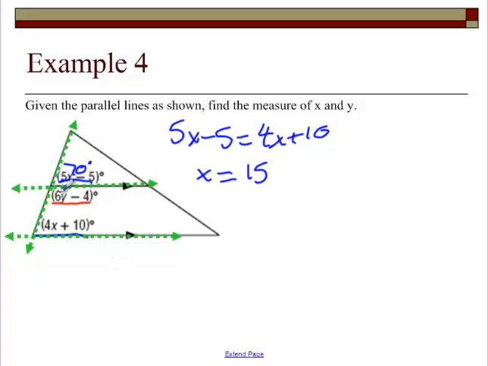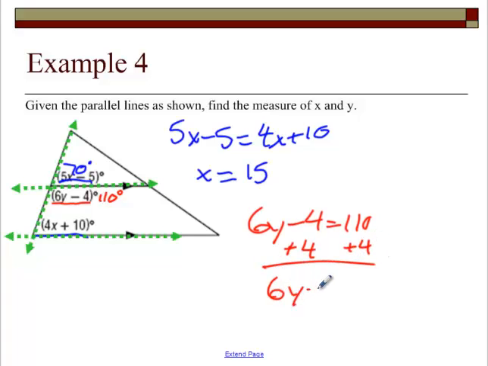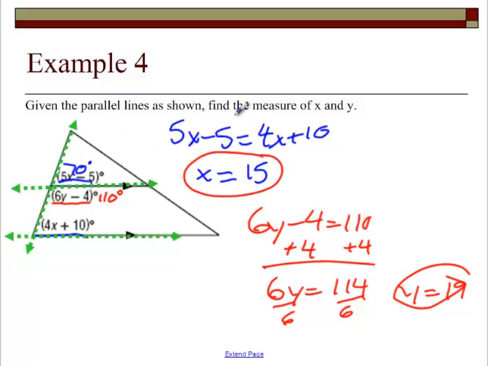That angle, the 5x minus 5, and the 6y minus 4, they make a linear pair, which means they're supplementary. If that's 70, that one's 110 degrees. Now that I know that that's 110 degrees, I'm going to solve. You're going to get y is 19. So we found x and y.